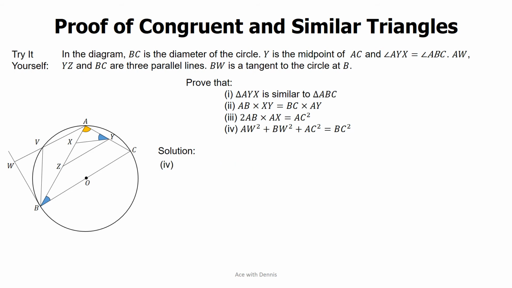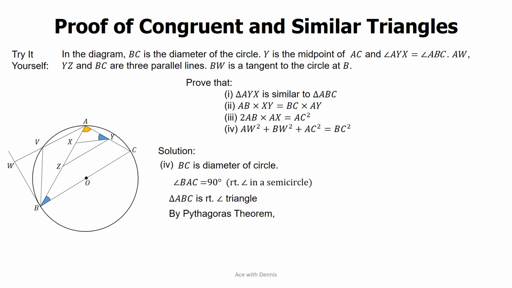Solution for part 4. Given that BC is the diameter of the circle, therefore angle BAC equals 90 degrees because it is right angle in a semicircle. So triangle ABC is a right angle triangle. From here, we can apply Pythagoras Theorem, where AB square plus AC square equals BC square.